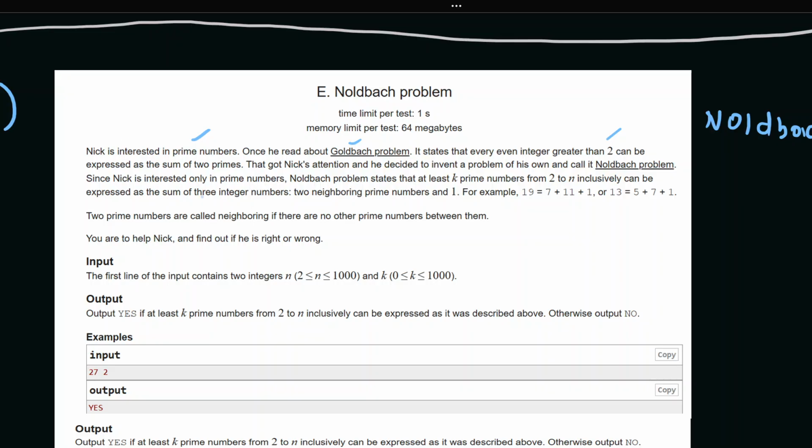Fine. Since Nick is interested only in prime numbers, Nolbach's problem states that at least k prime numbers from 2 to n, inclusive, can be expressed as the sum of three integer numbers: two neighboring prime numbers, and 1. For example, 19. So I'll explain clearly what it's asking. Suppose there's a number 19. Let's write down all of the primes. Primes are 2, 3, 5, 7, 11, 13, then we have 17, and so on, right?